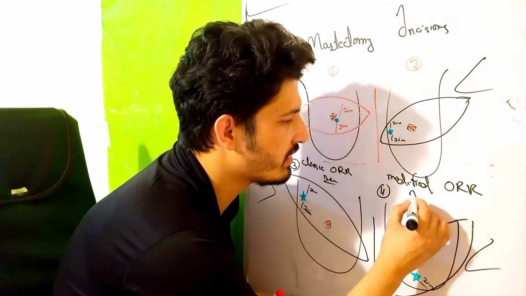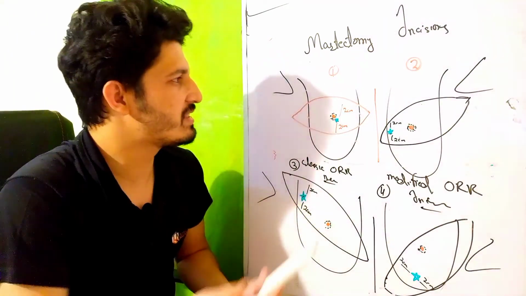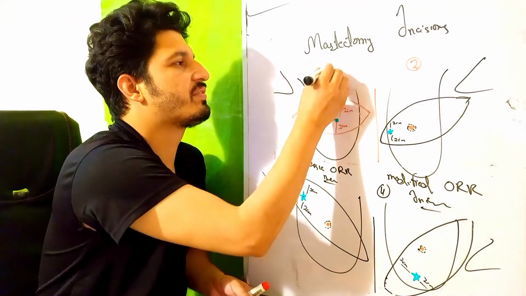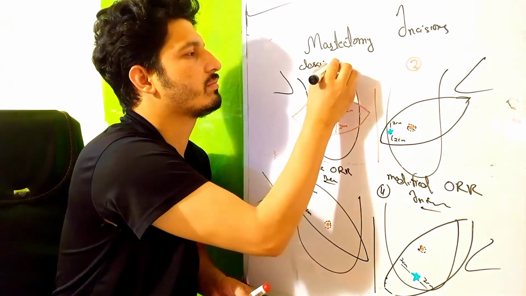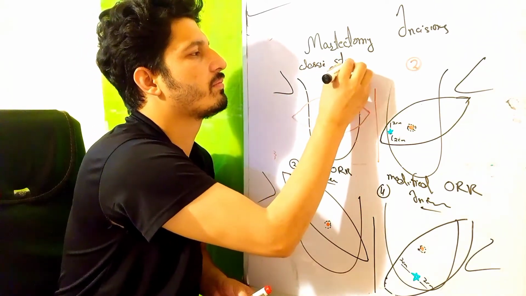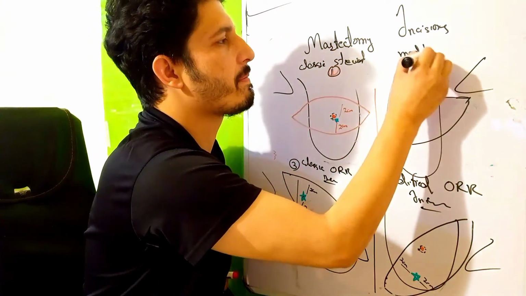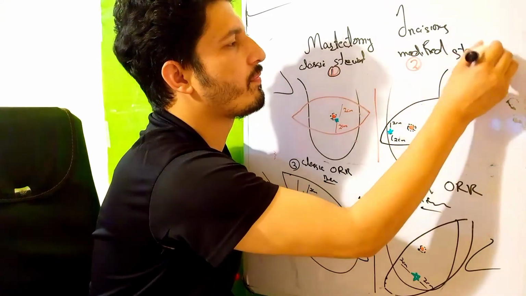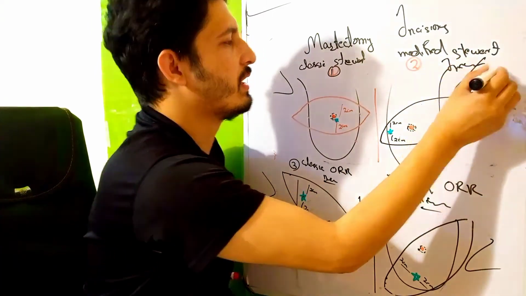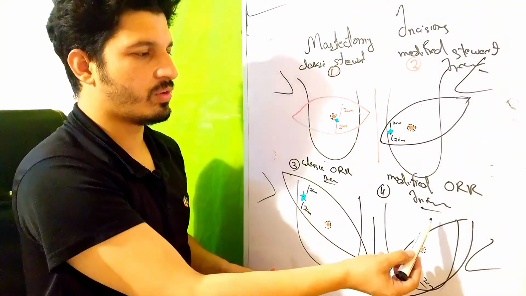Modified Orr incision. So to summarize in a nutshell, this is the first incision, the classic Stewart incision. This is the modified Stewart incision. And two more incisions, the classic Orr incision and the modified Orr incision.